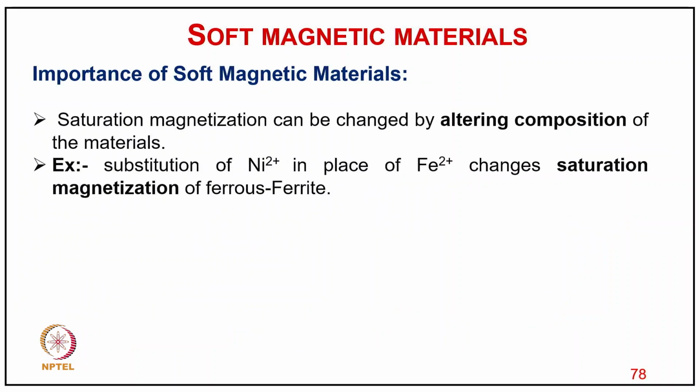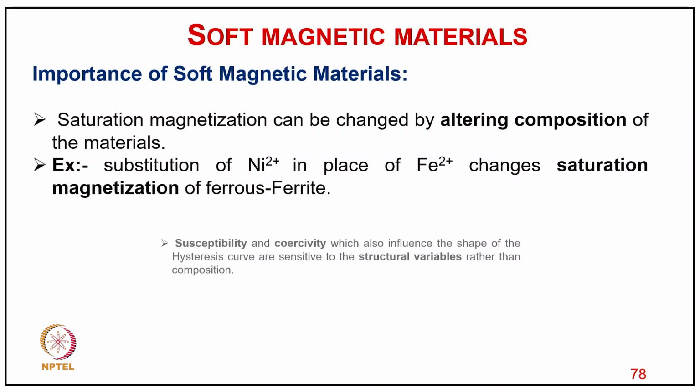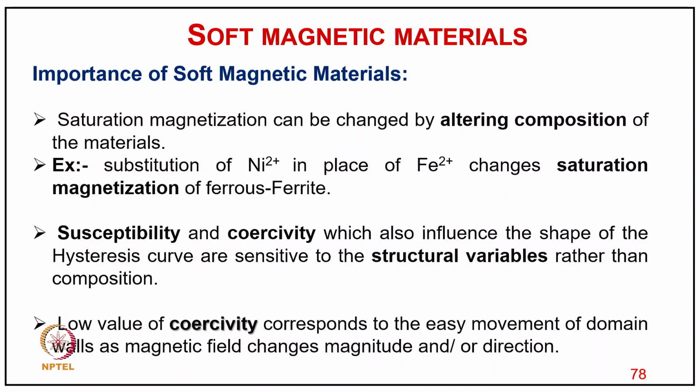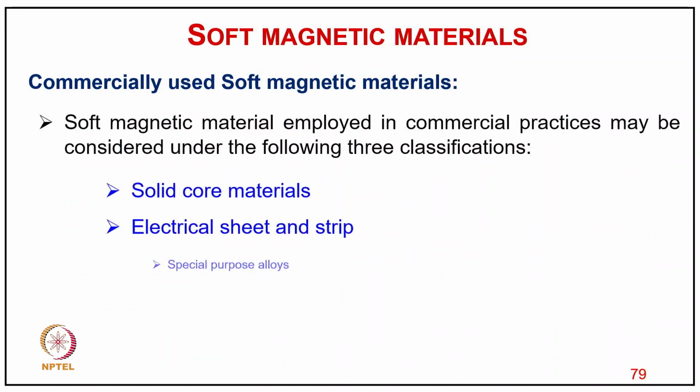Now, the importance of soft magnetic material is that the saturation magnetization can be changed by altering the composition of the material. An example is substitution of nickel in place of iron in ferrite, which changes the saturation magnetization. Susceptibility and coercivity, which also influence the shape of the hysteresis curve, are sensitive to structural variables rather than composition. So a low value of coercivity corresponds to easy movement of domain walls as the magnetic field changes magnitude and direction.